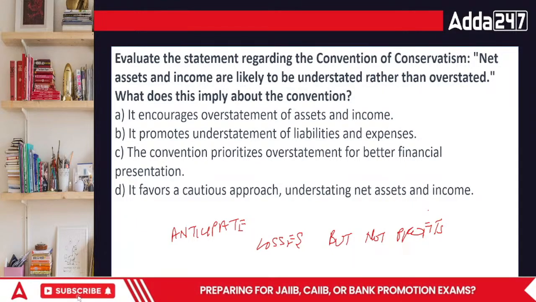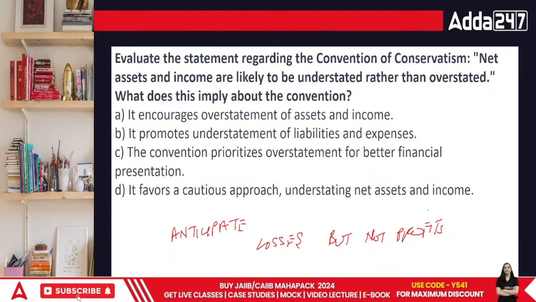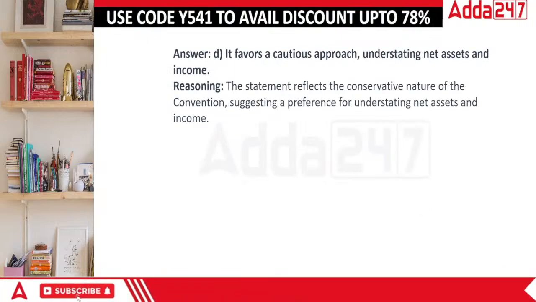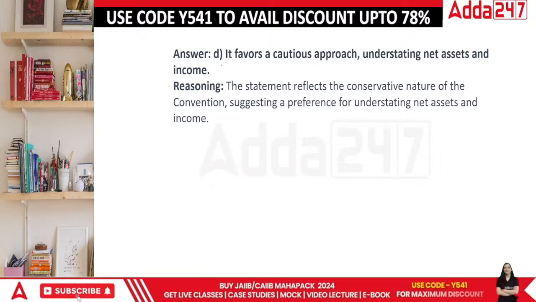So in this case, what's going to be the answer? Anticipate the losses but not profits. So that means it's a cautious approach, isn't it? You're being extremely cautious that whatever will happen, we need to be very clear and open about it, right? So in this case, the right answer is D, everyone.